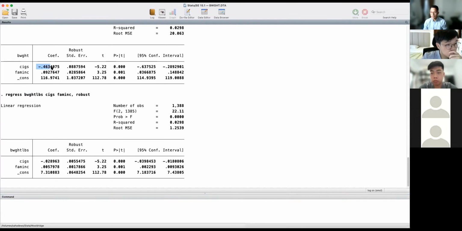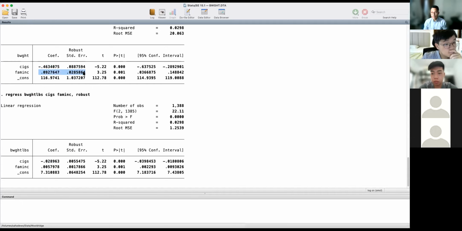Now, as you can see, the estimated coefficient of the number of cigarettes smoked per day is different in the regression with birth weight in ounces and the regression with birth weight in pounds.